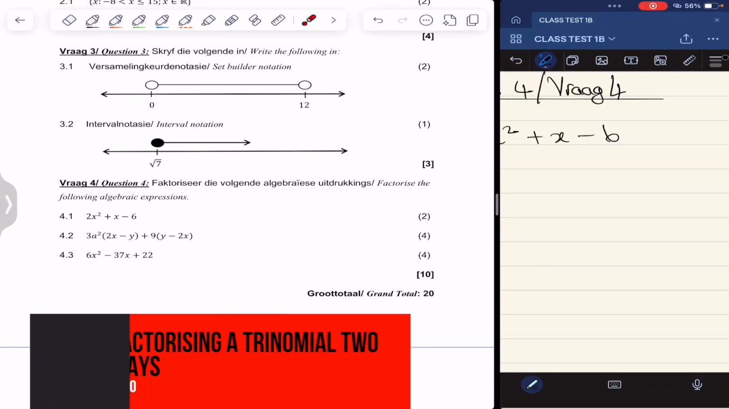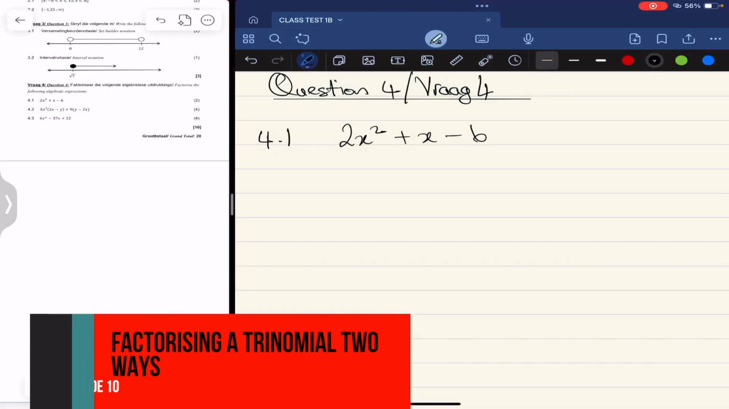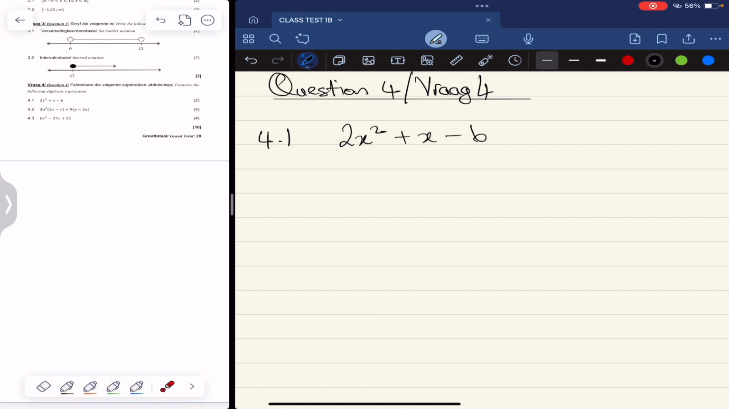Vraag 4, question 4. Factoriseer die volgende algebraïsche uitdrukkings. Factorize the following algebraic expressions. We have 4.1, 4.2, and 4.3. And 4.1 here will be as follows.